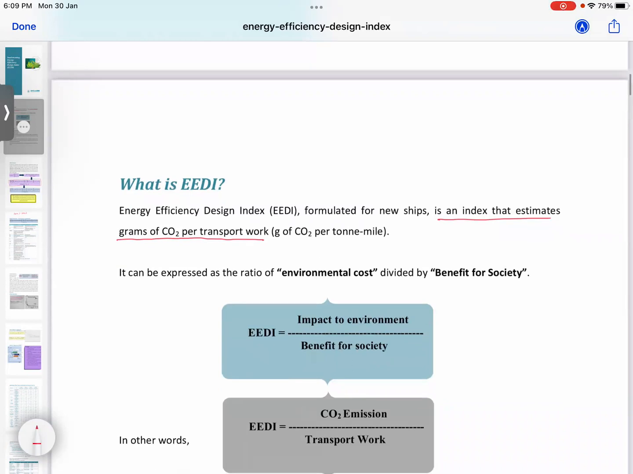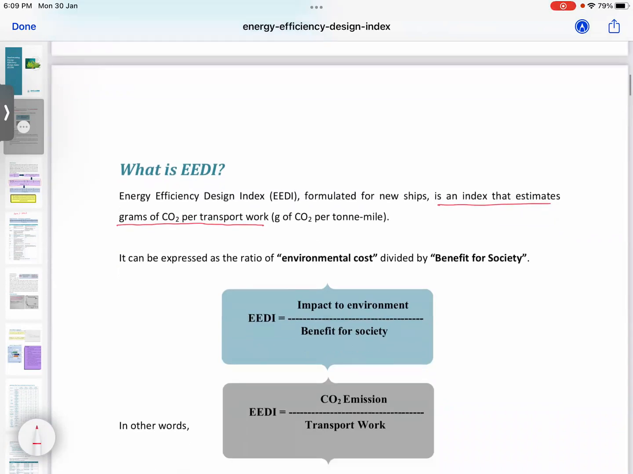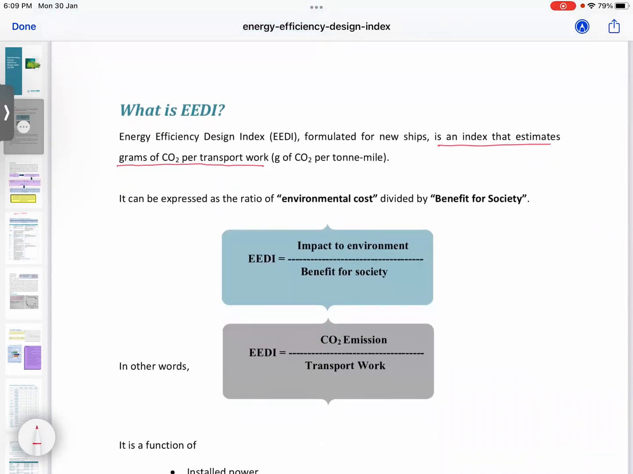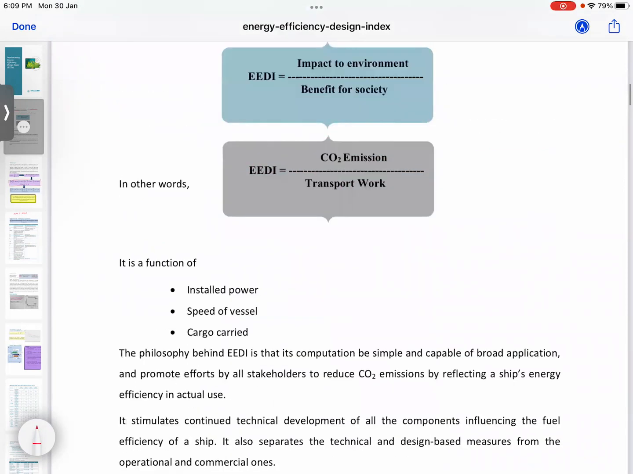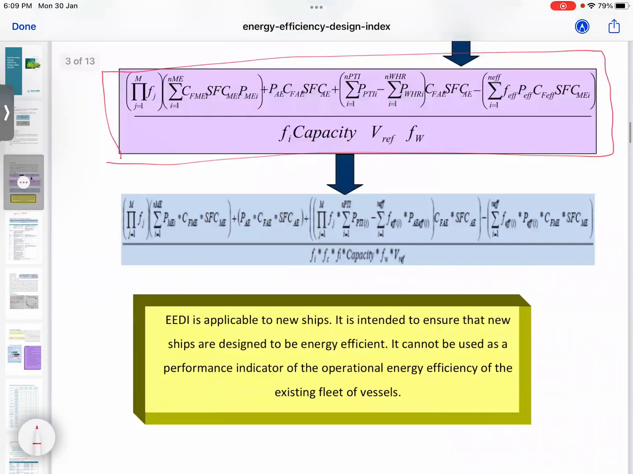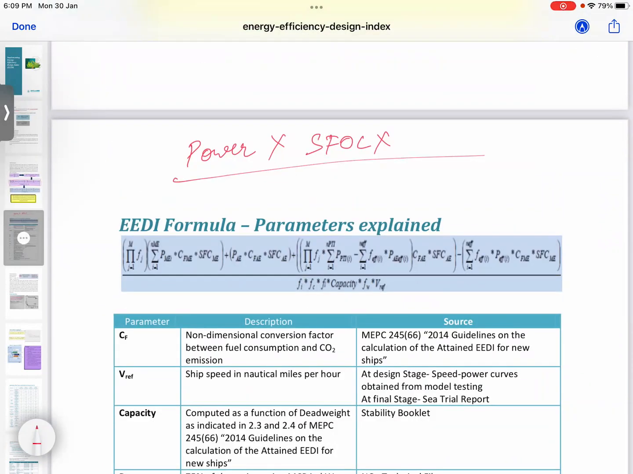I'll just explain. So how much CO2 are you emitting, right? Now I have to calculate that. First, I should know how much fuel I'm burning, right? I must know how much amount of fuel I'm burning. Guys, can I calculate how much fuel I'm burning if I just multiply the SFOC into power? Can I get it or not?